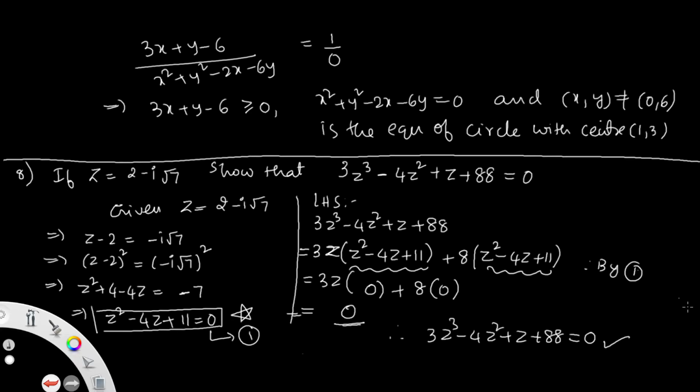But I am doing here another method. If the condition is given that z is equal to 2 minus i root 7, z minus 2 equal to minus i root 7. Squaring on both sides, you get z square minus 4z plus 11 equal to 0. This is equation 1. As the base of this equation, we take this condition, where the condition is 3z cube minus 4z square plus z plus 88. Here z square is there, now for our convenience the remaining term.